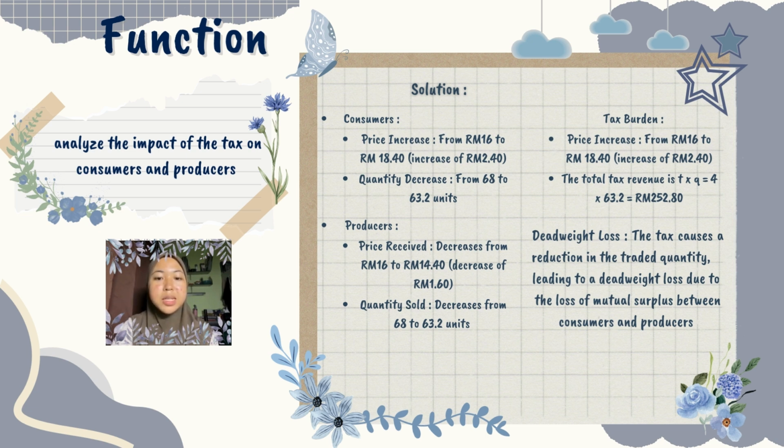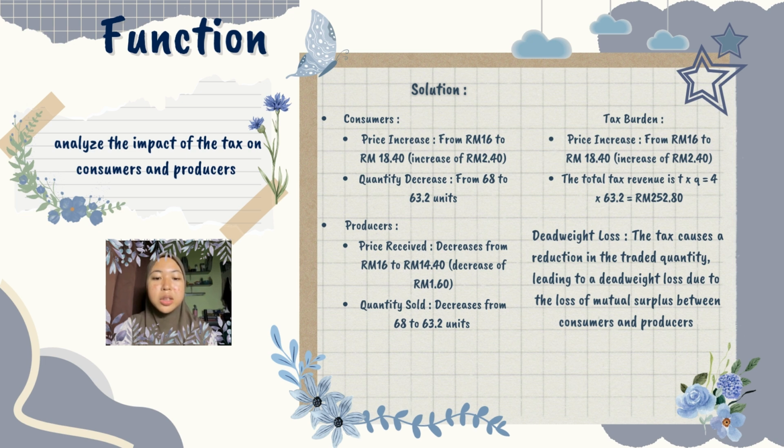For producers, the price they receive for each unit falls due to the tax. Initially, they receive RM16 per unit, but now this dropped to RM14.14, a decrease from RM16 per unit. Consequently, the quantity sold also decreased from 68 units to 63.2 units, similar to the reduction in consumer demand.